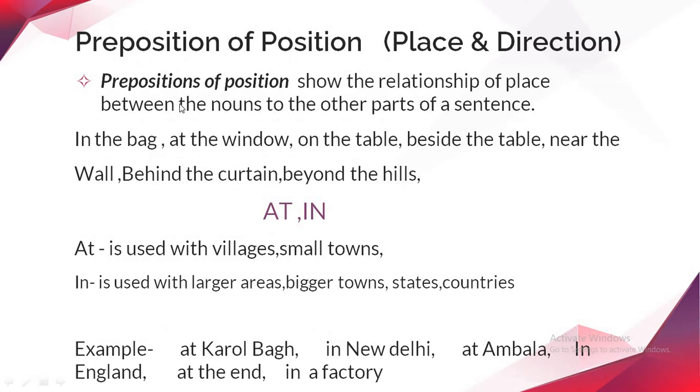Now, the next kind of preposition is preposition of position, preposition of place and direction. Prepositions of position show the relationship of a place between nouns and the other parts of a sentence. So let us look at the examples. In the bag, at the window, on the table, beside the table, near the wall, behind the curtain, beyond the hills. So these are some of the common examples.